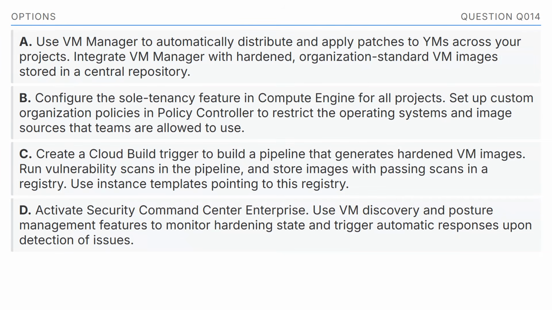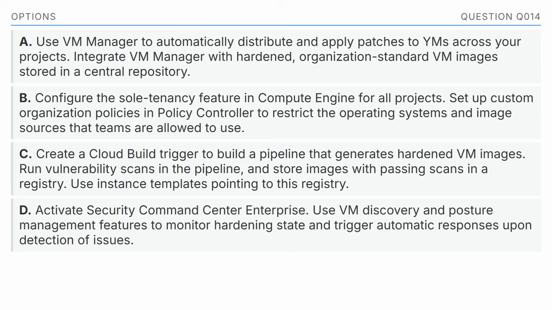The options are: Option A, use VM Manager to automatically distribute and apply patches to VMs across your projects. Integrate VM Manager with hardened, organization-standard VM images stored in a central repository. Option B, configure the sole tenancy feature in Compute Engine for all projects. Set up custom organization policies in Policy Controller to restrict the operating systems and image sources that teams are allowed to use.